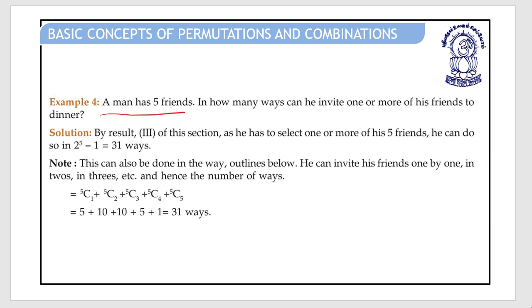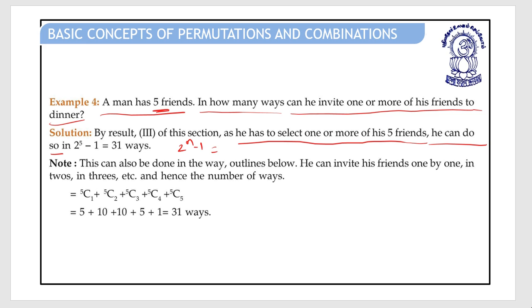Next is example number 4. A man has 5 friends. In how many ways can he invite one or more of his friends to dinner? As he has to select one or more of his 5 friends, he can do so in 2 raised to n minus 1 ways. Here 5 friends, so 2 raised to 5 minus 1, 32 minus 1 is equal to 31.